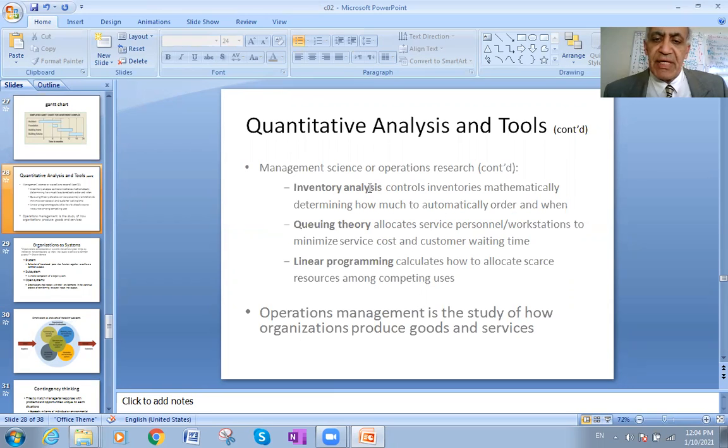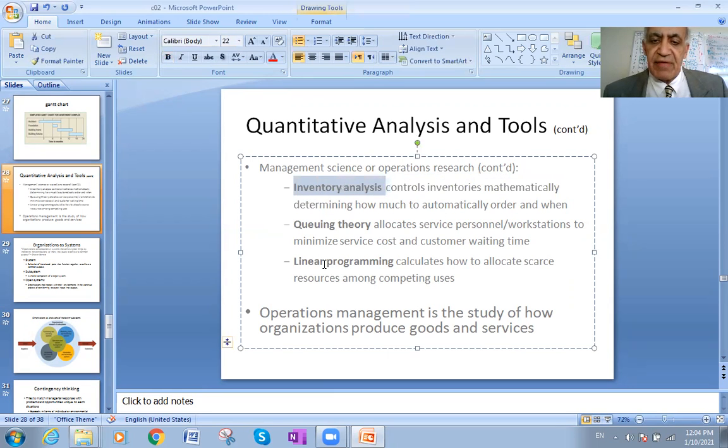Quantitative analysis will help me use math in inventory control, in queuing theory, the waiting line and waiting list, and in linear programming. I also have videos on linear programming, so please go and see them if you wish.